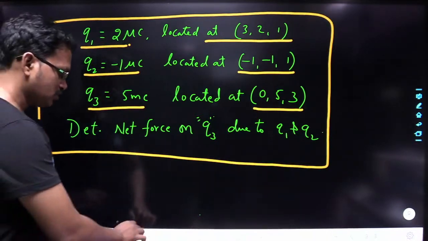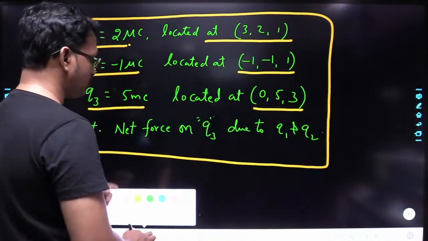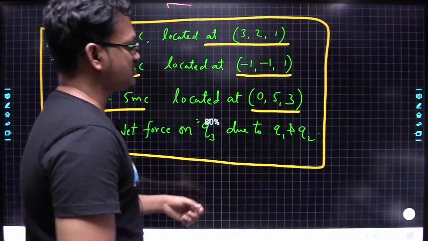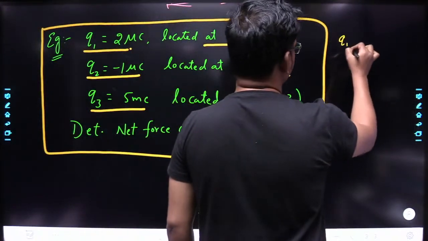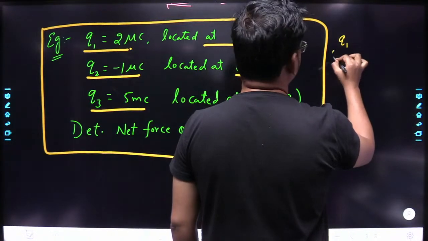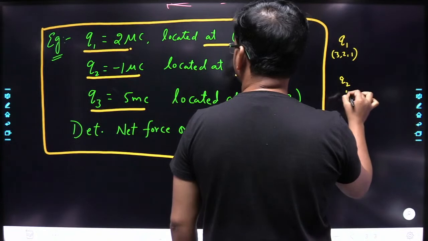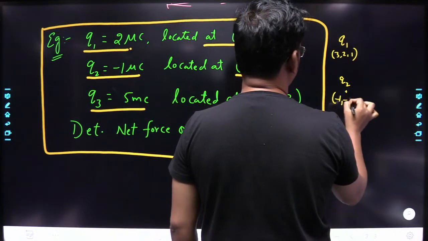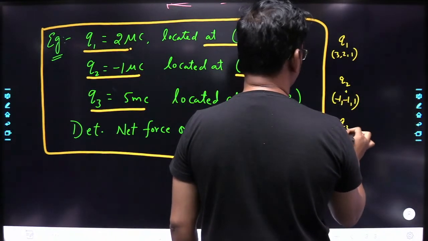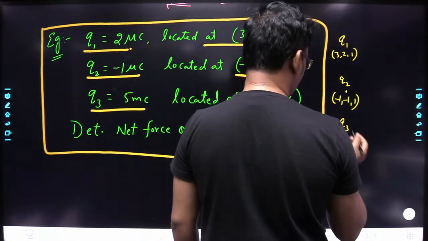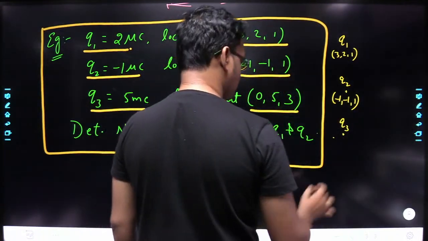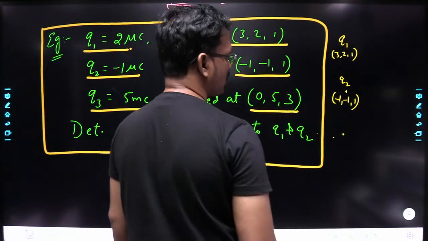Understood? Okay, so what you will do here is just consider somewhere here. Let us consider Q1. It is located at 3, 2, 1, like this, and here you can write Q2. So Q2 is located at minus 1, 1. Here write down Q3 is located at 0, 5, 3.